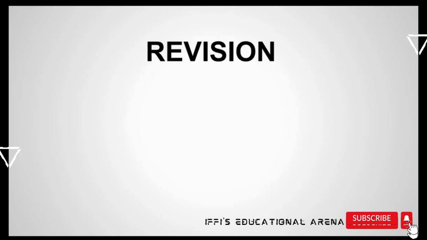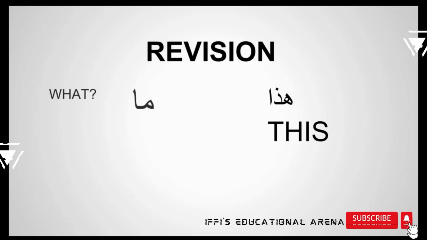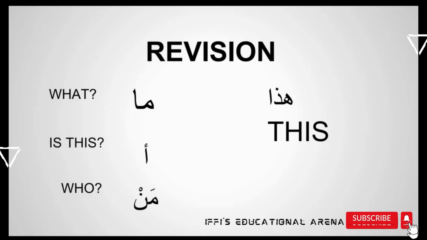So let's quickly catch up. What we've done: we've done hadha, which means this, and we've done ma, which means what, used to ask questions about things, objects or animals. And we did man, which is used to ask questions about people or human beings, and a is used with both ma and man to turn the statements into a question. So these are three things.